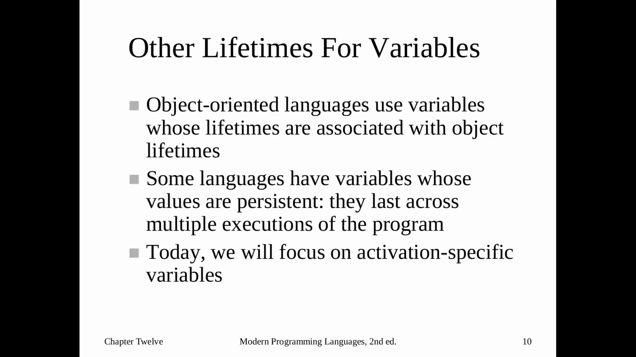Personally, we can also think of variables across multiple threads, right? That's another way of thinking of things. In Java, we can define variables that are transient versus volatile, and that has different meaning for how they're allocated in a multi-threading or concurrent programming situation. But today we're only going to focus on these activation-specific, or we'll say function-defined, variables.